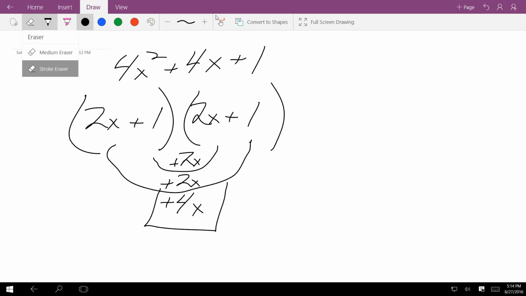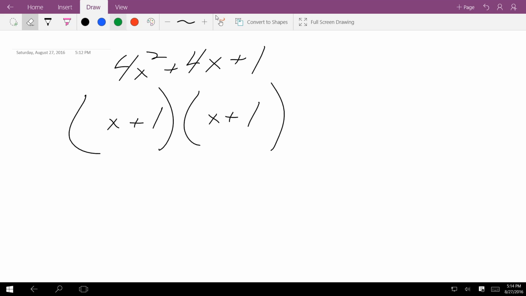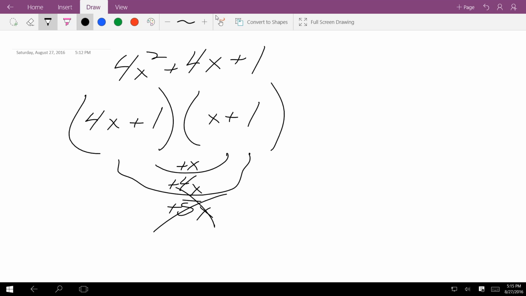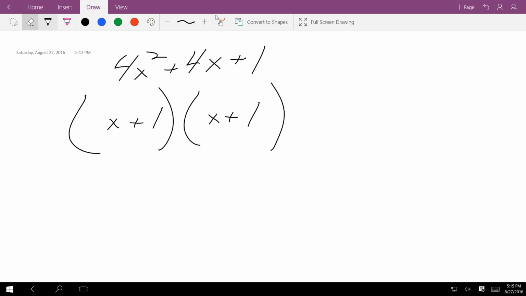Now, let's notice what happens if I try 4x and x. Everything else is the same, but here I get plus x plus 4x gives me plus 5x. So that can't be right. If I would have started with 4x and 1x, I would have quickly found out that that can't be right.